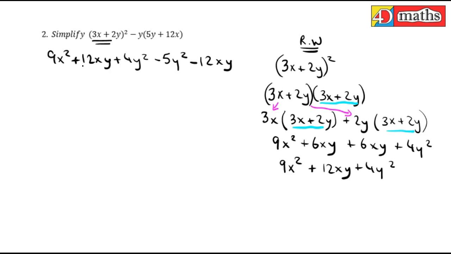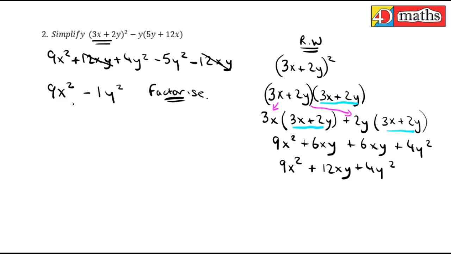So looking at this then, I see that 12xy minus 12xy is going to cancel, and I see 9x², no other x², so I just write it down. 4y² minus 5y² is minus 1y². Now, you think we're finished. In fact, we can factorize this further.